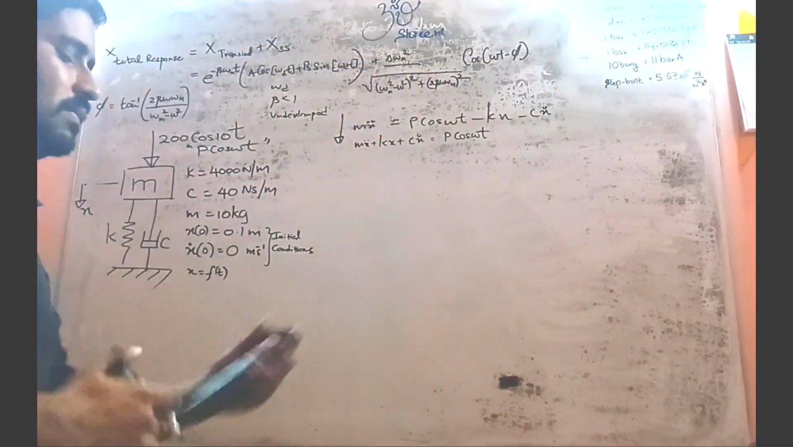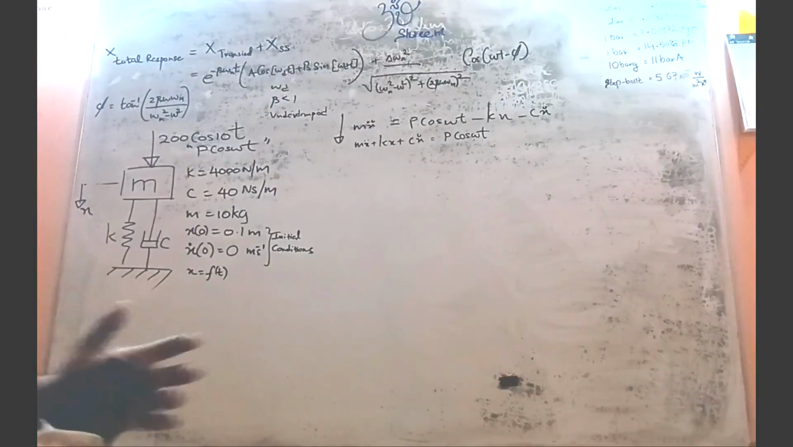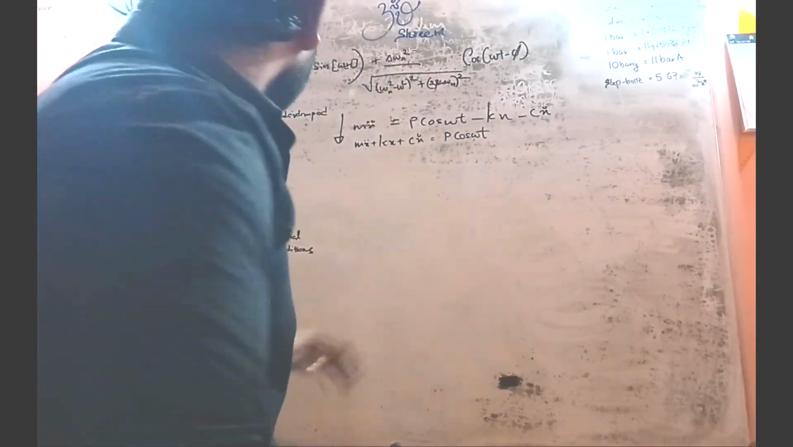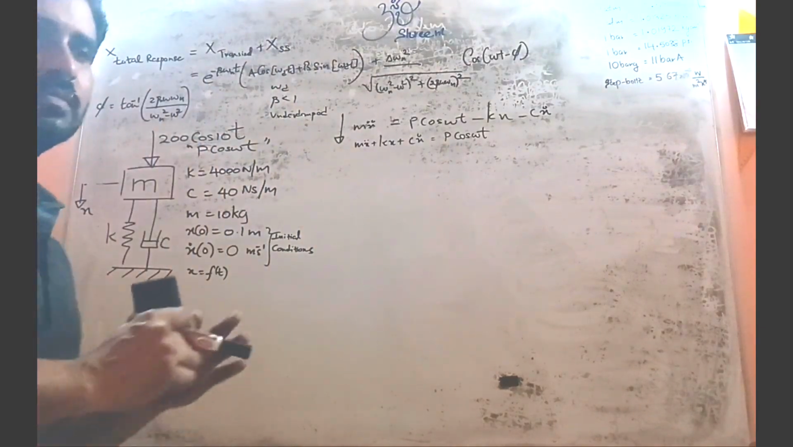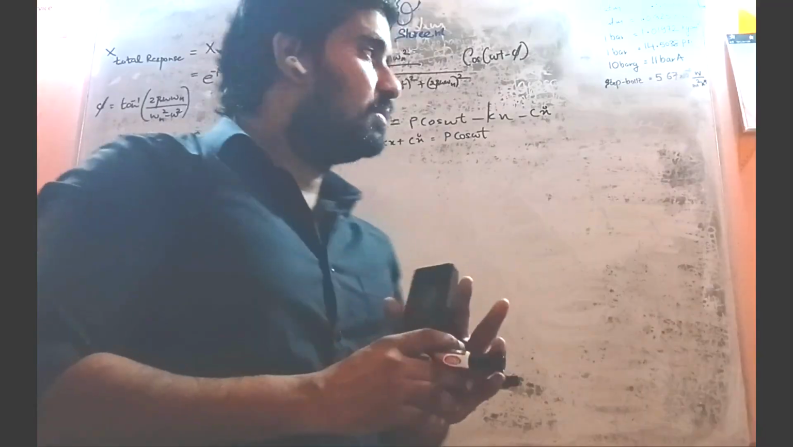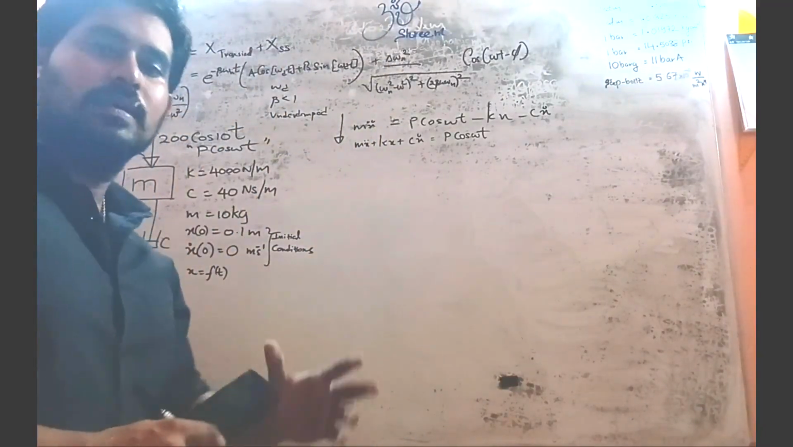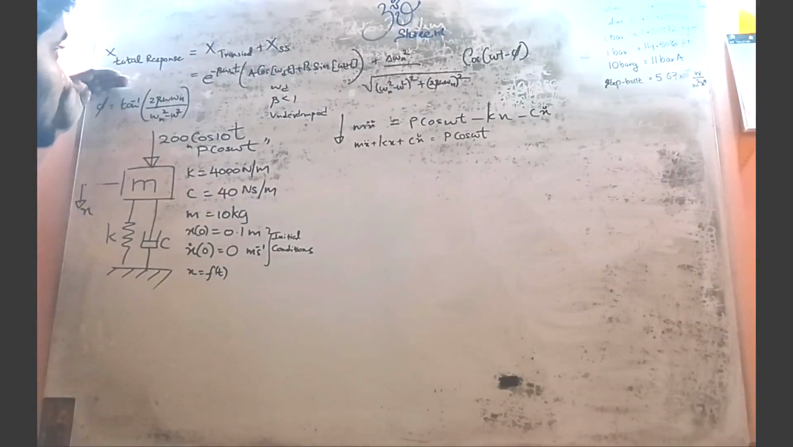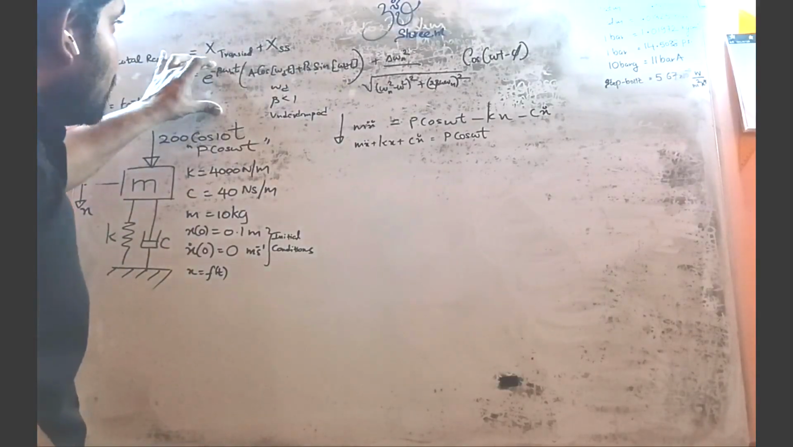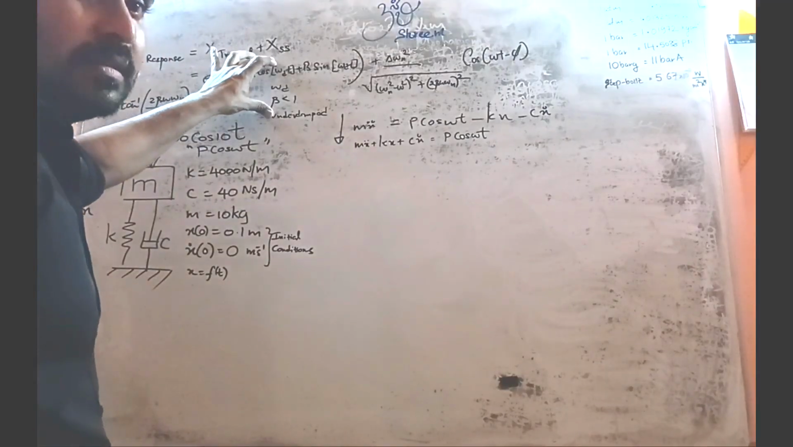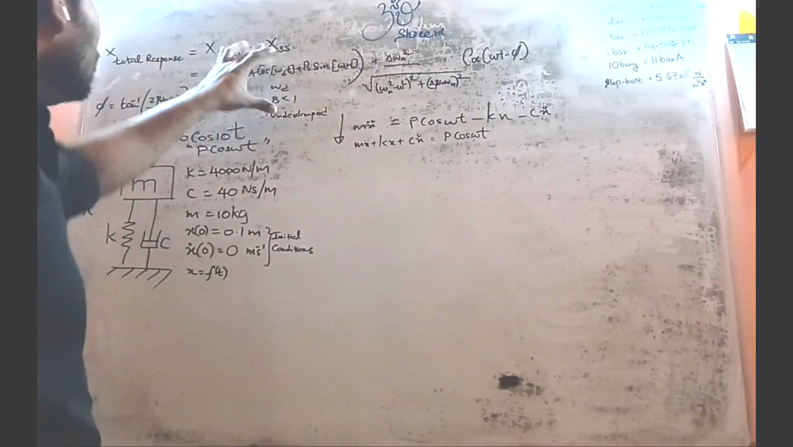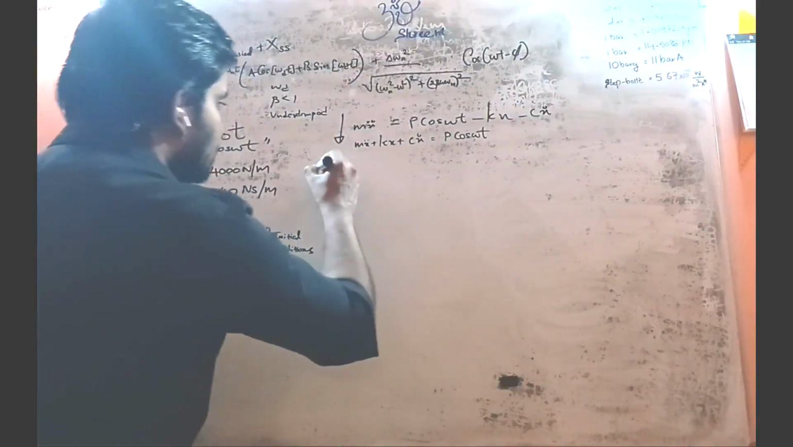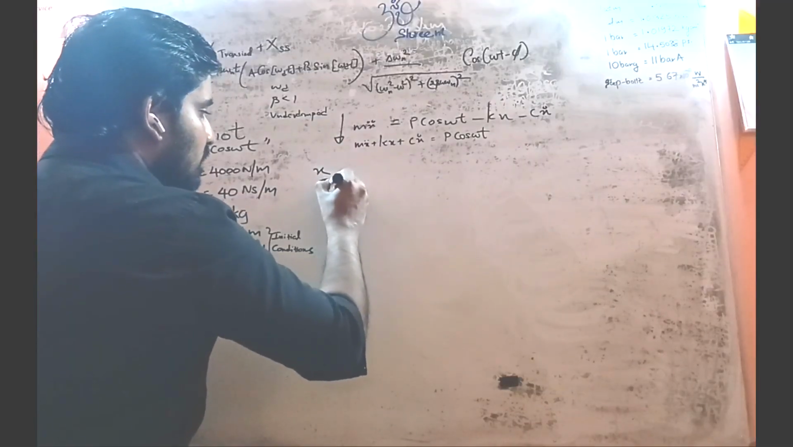So this is how we can obtain this equation of motion for this particular system, right? Now we don't have to worry about that, because we have already derived how we can obtain the total response, which is the transient response plus the steady state response, right? So let's consider one at a time. Let's consider the transient response first.